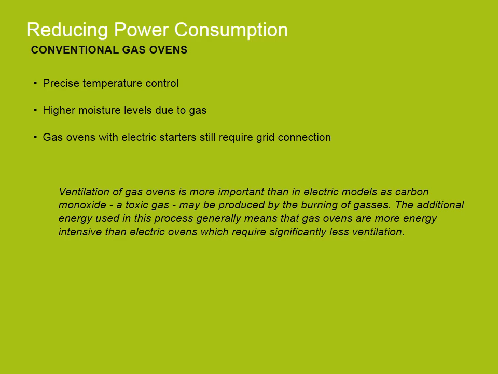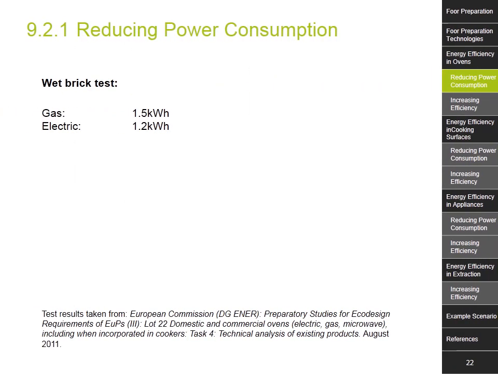The additional energy used in this process means that gas ovens are generally more energy intensive than electric ovens, which require significantly less ventilation. To illustrate the difference, a brick test is a test in which a chilled, wet brick at 5 degrees Celsius is placed into an oven where its temperature is raised to 60 degrees Celsius. The time and energy required to achieve this is recorded and compared across a number of similar ovens. Results show that gas ovens consume more on-site energy than the electric ones, largely due to the requirement of extra ventilation for safety reasons causing more heat loss.